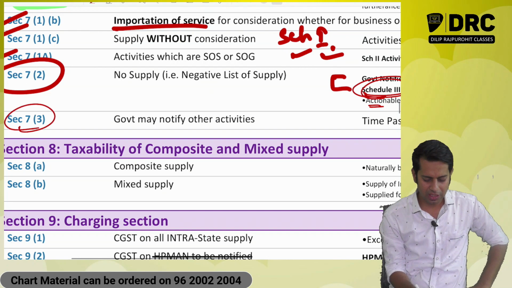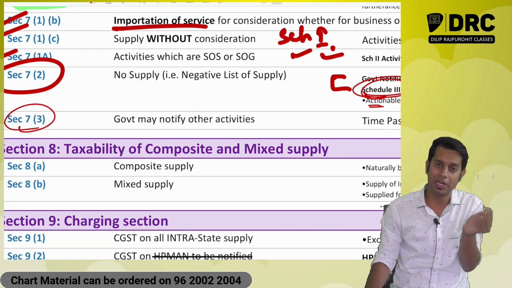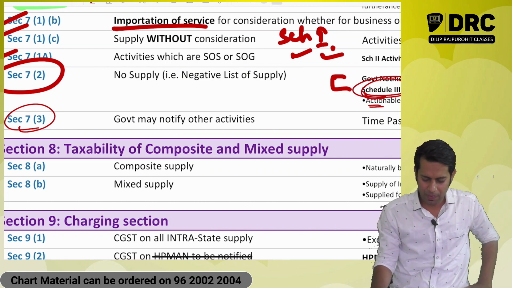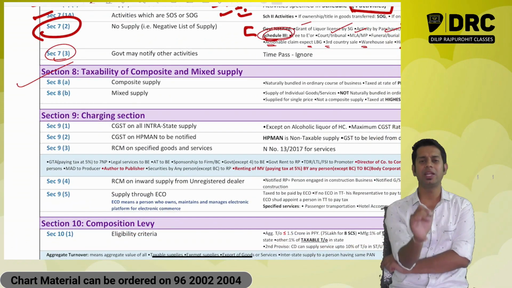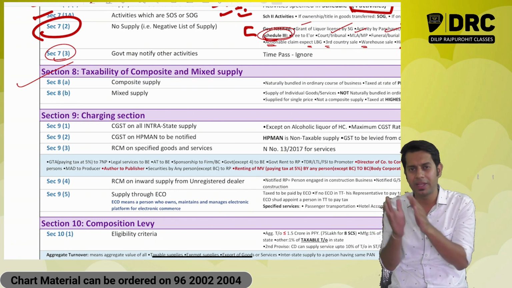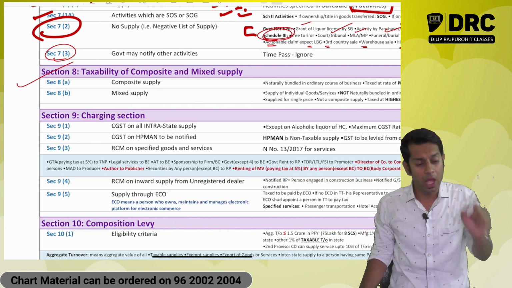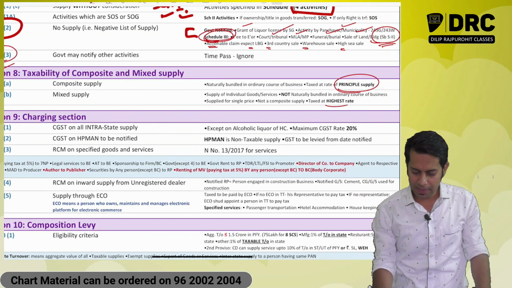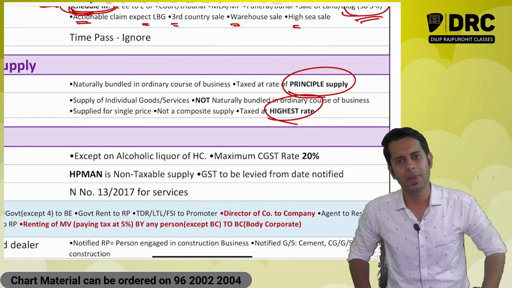Section 7 subsection 3, they say that government may notify some activities which will be treated as supply of goods instead of supply of services, or it will be treated as supply of services instead of supply of goods. Nothing has been notified. Section 8 talks about taxability of composite and mixed supply. There is something called as composite supply, there is something called as mixed supply. How am I going to tax this composite supply and mixed supply? Composite supplies are taxed at the rate of principal supply and mixed supply are taxed at highest rate.